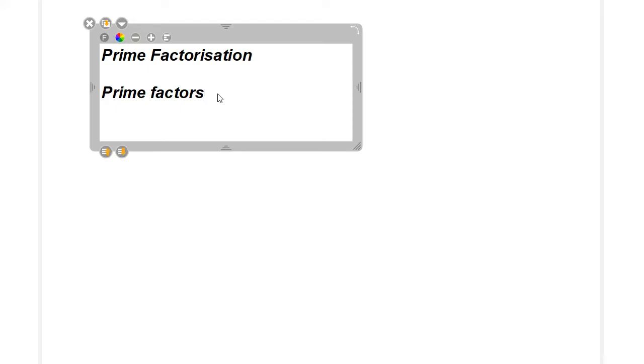So for example, let's say I give you the number 24. If you identify the factors of 24, let me write it down. Factors of 24 will be 1, 2, 3, 4, 6, 8, and then 8 times 3, so 12 and 24.